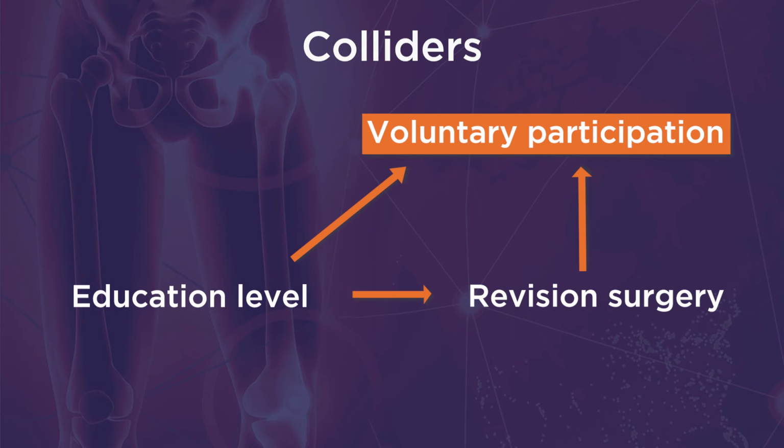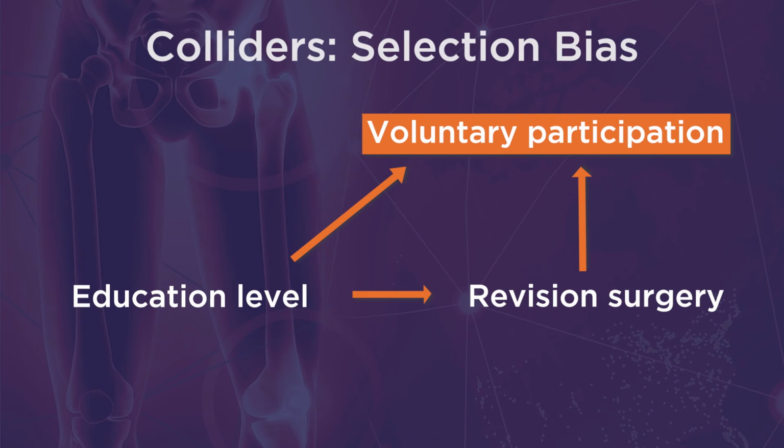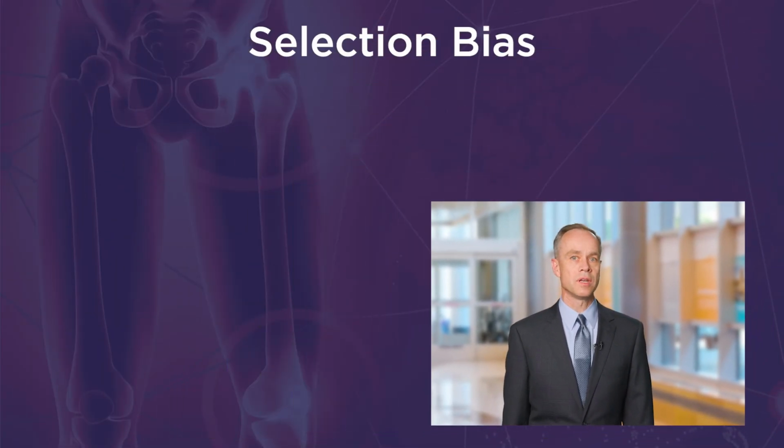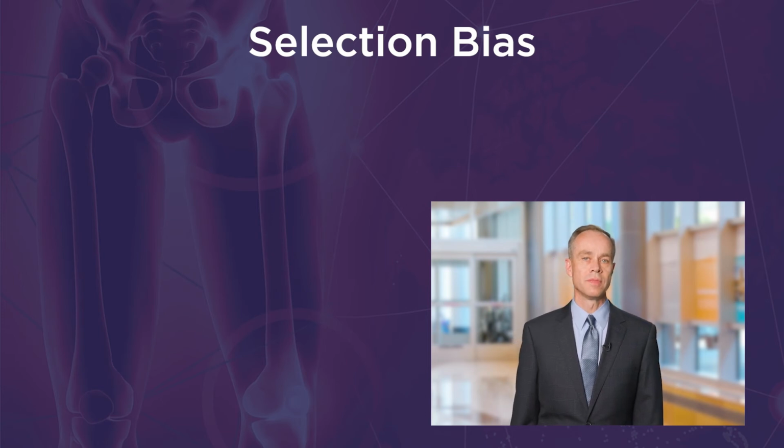The most common type of collider bias is selection bias. It occurs when both the exposure and the outcome are associated with the selection of subjects for a study. Selection bias results from selection of a study sample such that some individuals are more likely to be included in the study than others. When selection bias is present, the observed association between the exposure and the outcome in the study is different from the true association in the target population.